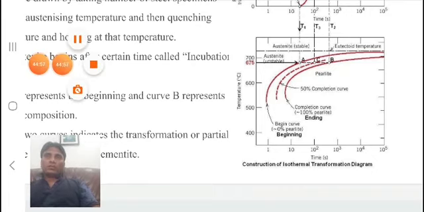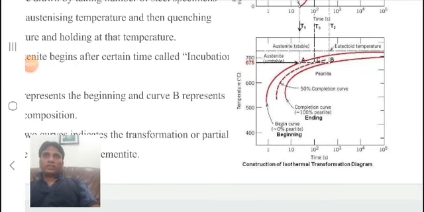So I hope you understood the concept. In the next video we will be discussing the CCC curves.